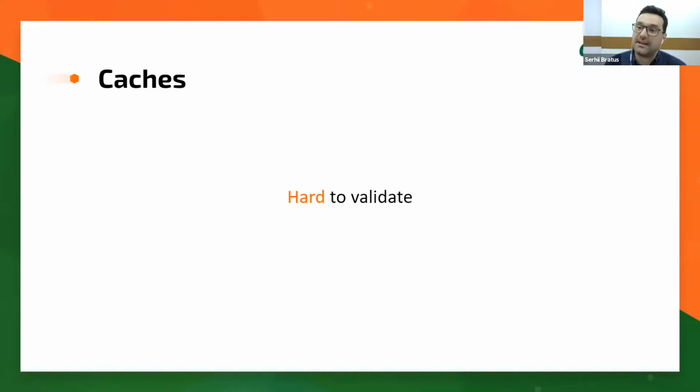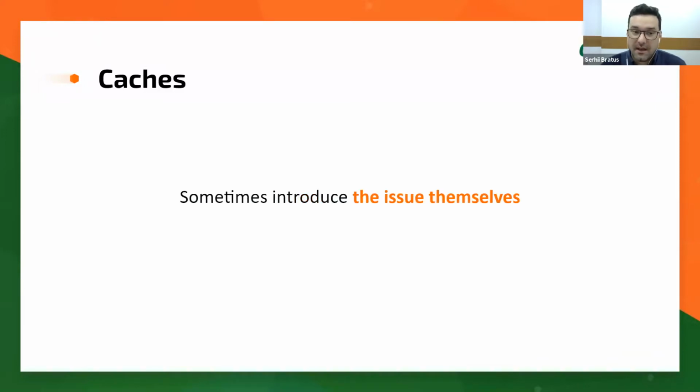Either you have stale data on the one hand, or on the other hand you have requests that go through the cache to the original destination, basically making the cache useless, and you have to keep the balance between those. It's hard to find the balance, hard to validate, and hard to decide when to start validating. Sometimes you need to add another messaging system, just a regular producer-consumer thing. It turns out also that sometimes caches introduce issues themselves.